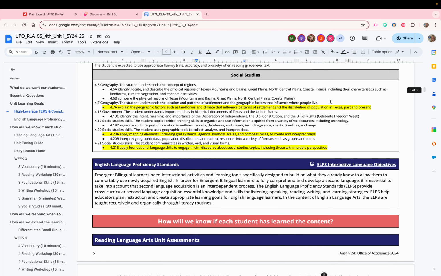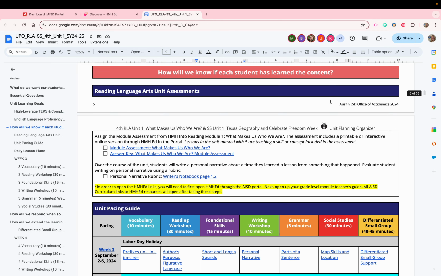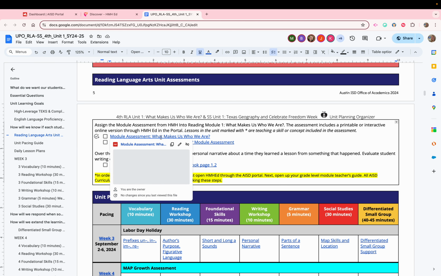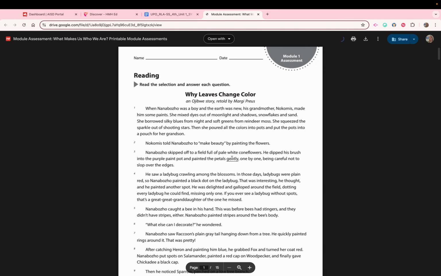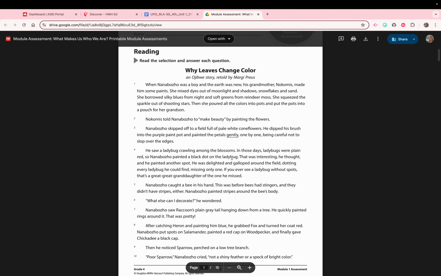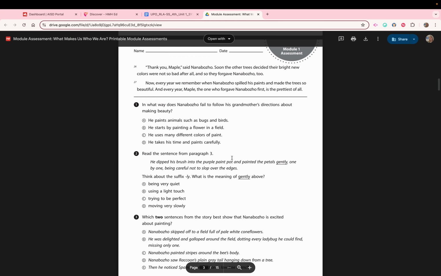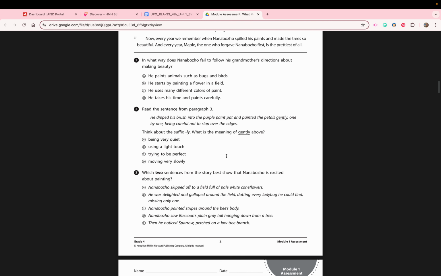Then as you scroll through, you will see the unit assessment. If you are trying to do some backwards by design, you can always open the module assessment and the module answer key and see what questions are going to be asked around vocabulary. Let's take a look really quick. So as I open this up, I notice that there is a text here. And if I scroll through the questions really quickly, I notice that question 2 is a vocabulary question.